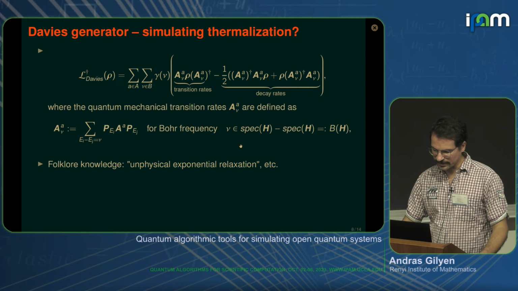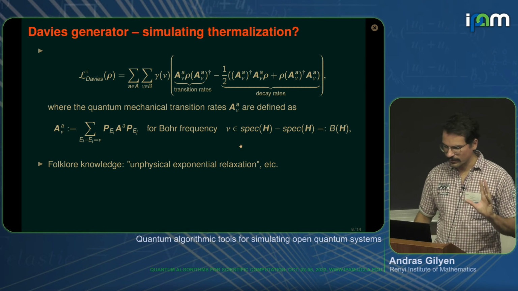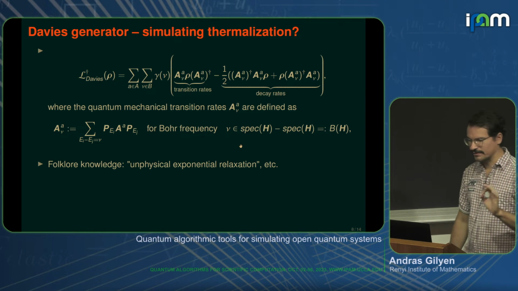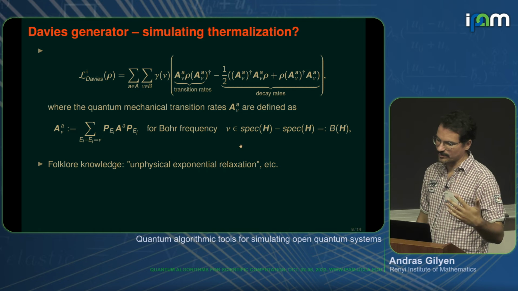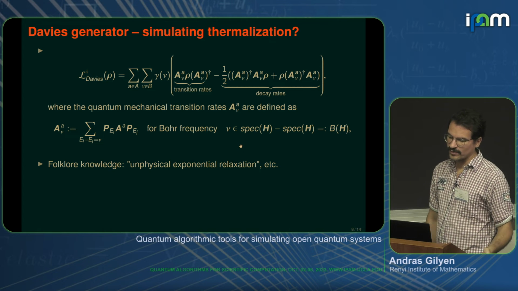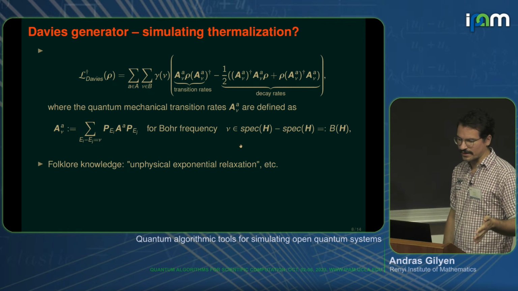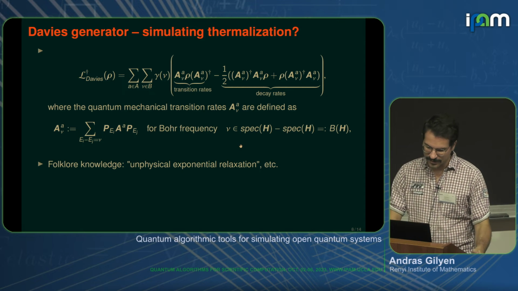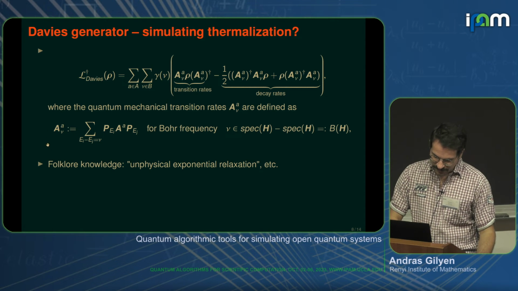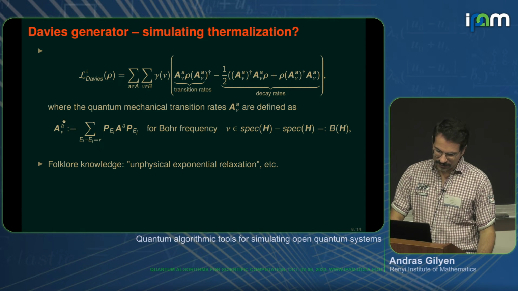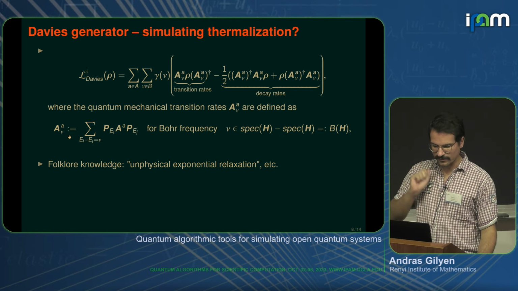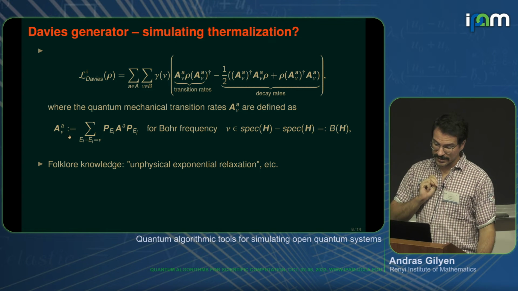This is called the Davis generator, and we want to simulate something like this, but it's folklore knowledge that this Davis generator, although it has these analytic properties for which we like it, has some unphysical exponential relaxation time because it has operators corresponding to every energy difference in the spectrum of the Hamiltonian.